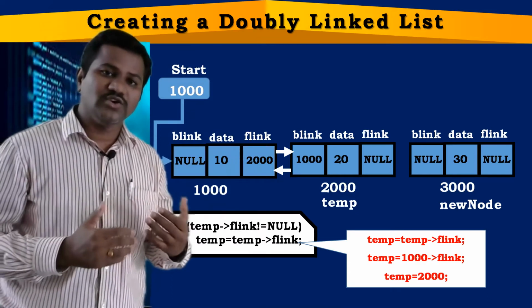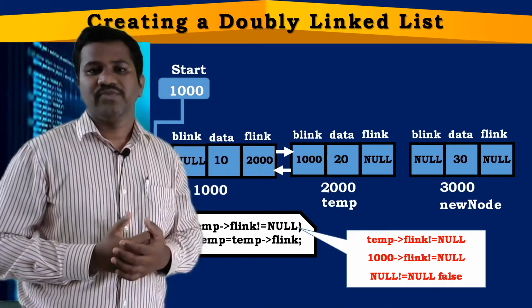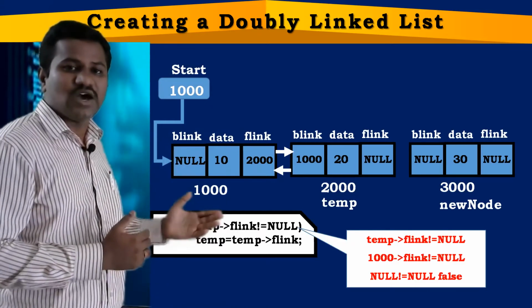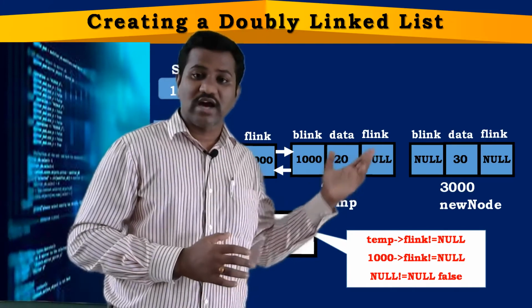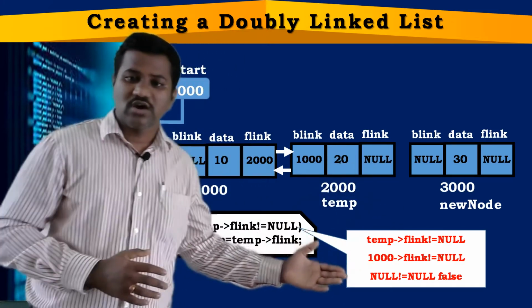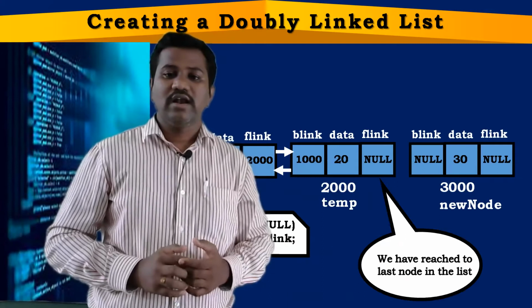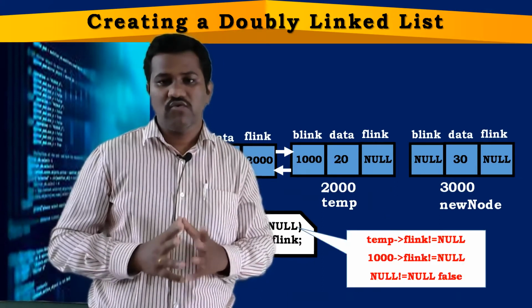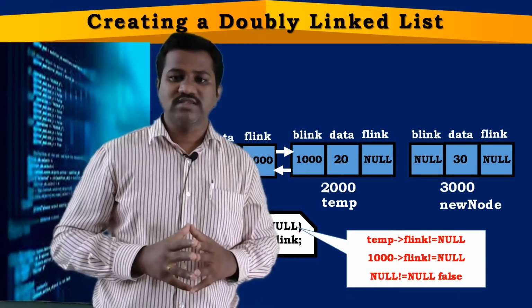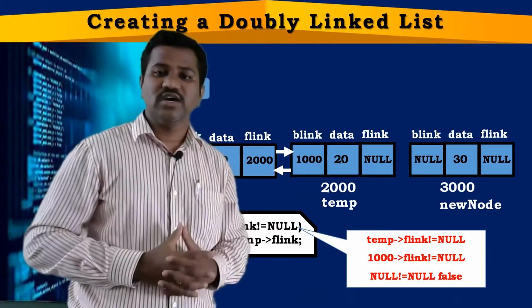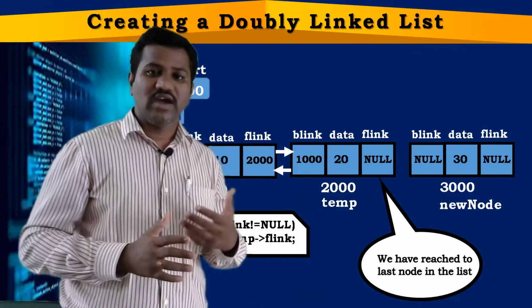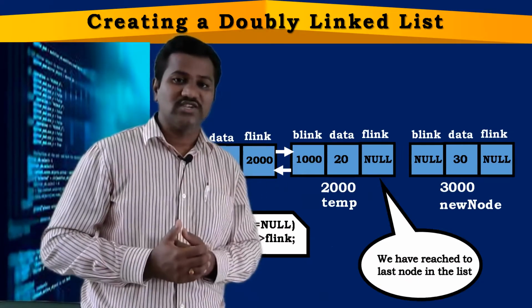Now I need to check whether this 2000 node is going to be the last node or not. Again we need to check the while condition, that is temp arrow forward link not equal to null. That is 2000 not equal to 2000 arrow forward link. 2000 arrow forward link, what will it have? Null. Null not equal to null means the condition is what? False. Condition false means it doesn't enter into the while loop. It indicates we have reached the last node in the list.